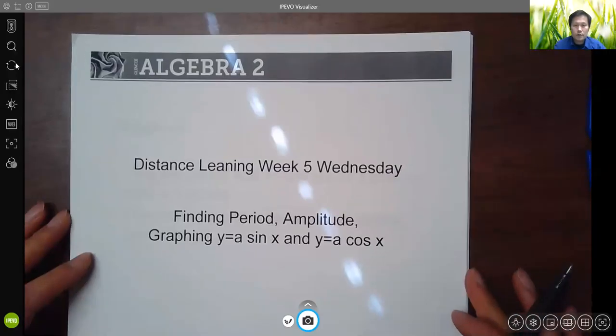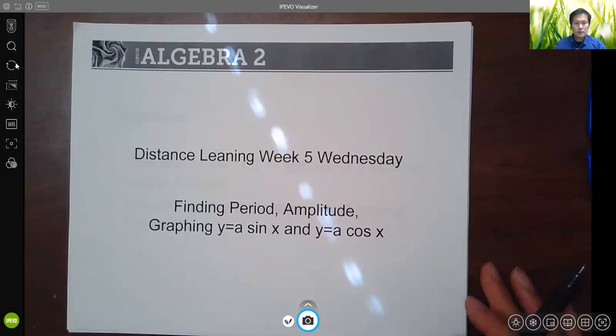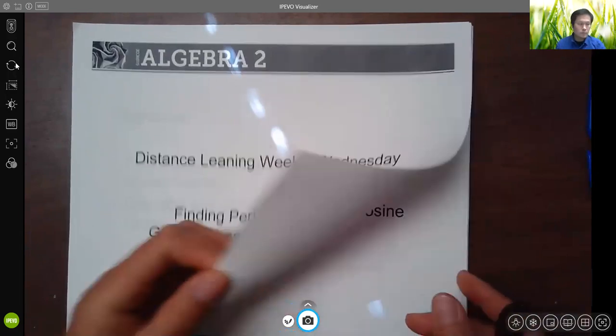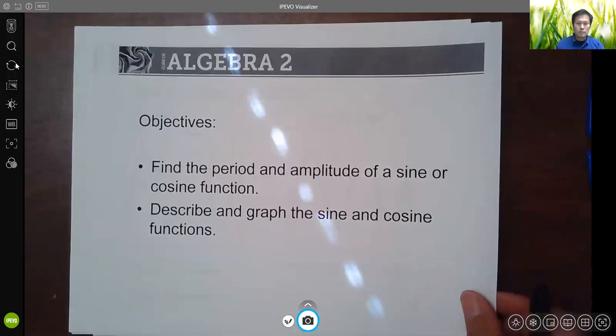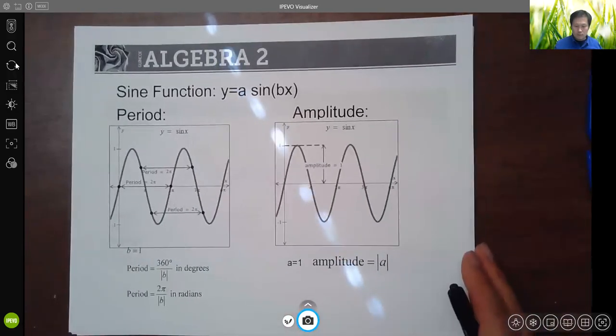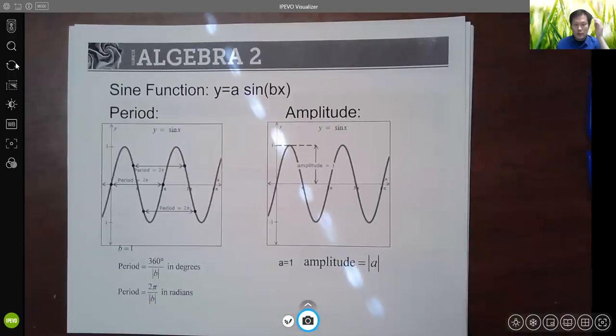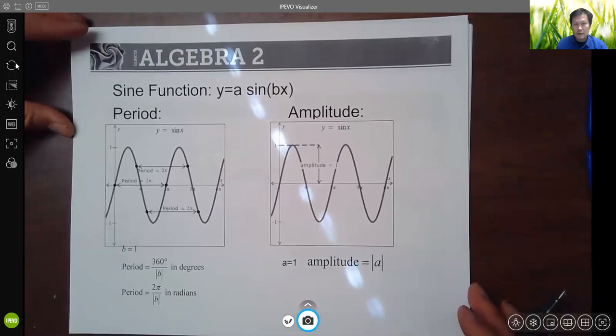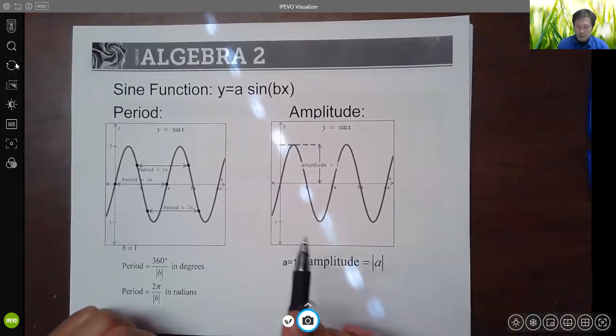Hi everyone. Today's lesson is finding period, amplitude, and graphing sine function, cosine function. Okay, so let's look at the properties of sine functions first.